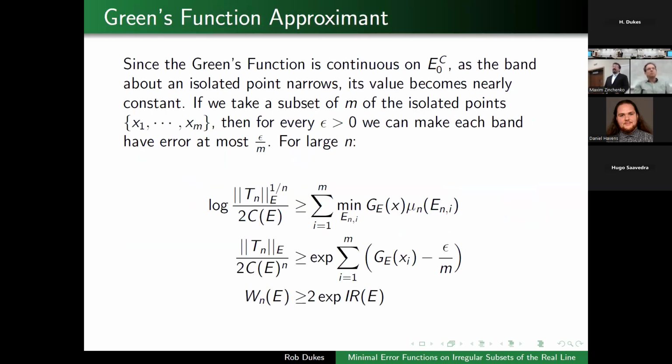Once we have that, we say, well, what do we know about the Green's function? Again, we're using the Green's function for E naught. That is the same as the Green's function for E. And it is continuous. Green's function is not necessarily continuous on its defining set, but it is continuous everywhere else, and even harmonic. So on the complement of E naught, which includes the isolated points, we have a continuous function. What do you know about continuous functions? Well, if you want to set an epsilon, you can set a delta.